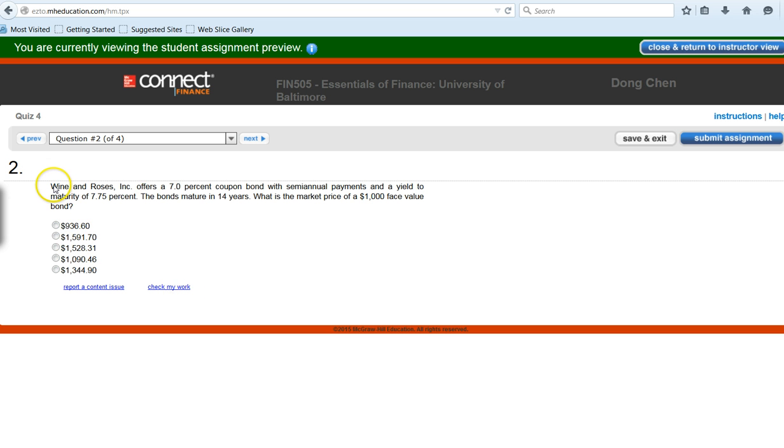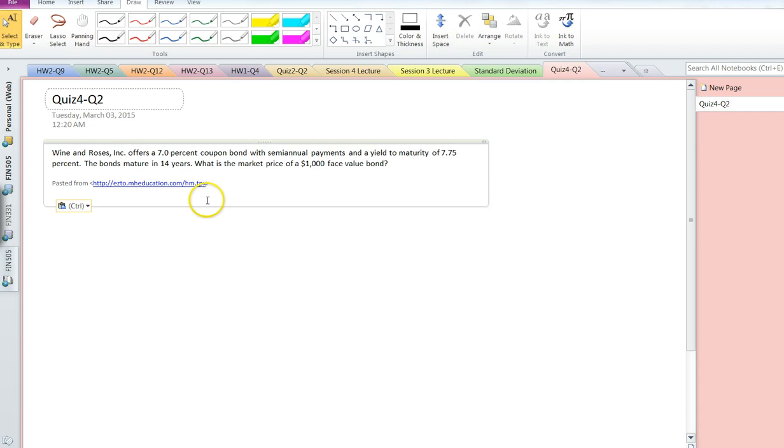So let me copy this question in my OneNote. Okay, so back to here. Again, the trick to solve any non-annually compounded interest rate questions or non-annually paid coupon bond valuation questions is to get everything in terms of the periodic value corresponding to the frequency of the payment in this case, or in the case of the non-annually compounded interest rate, corresponding to the number of compounding periods within a year.